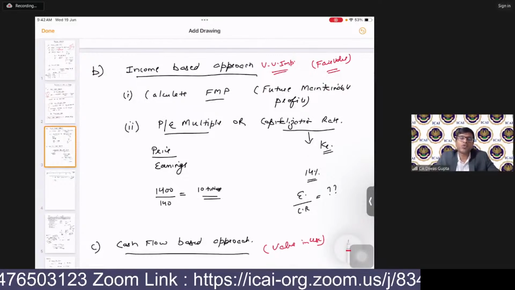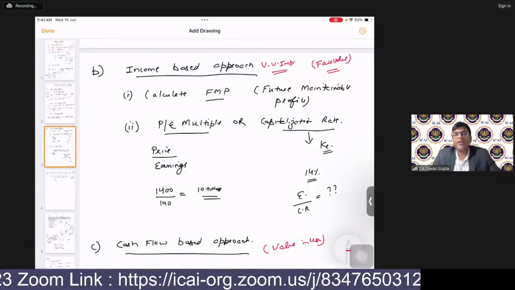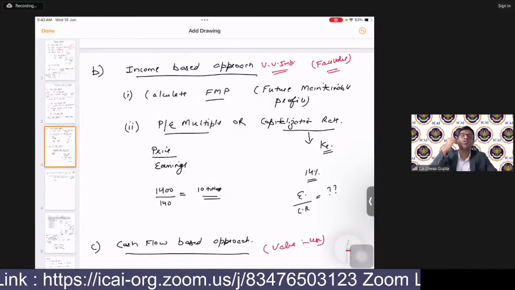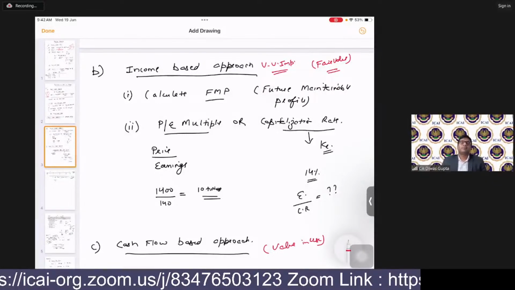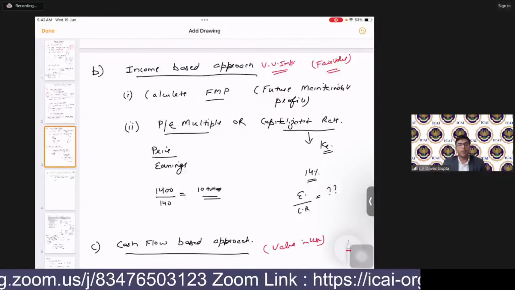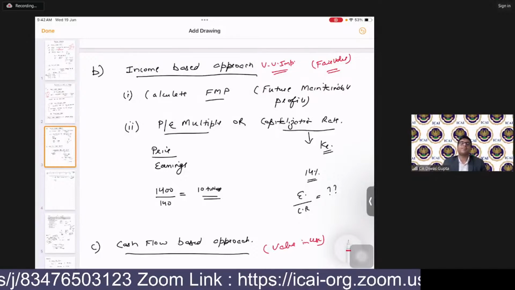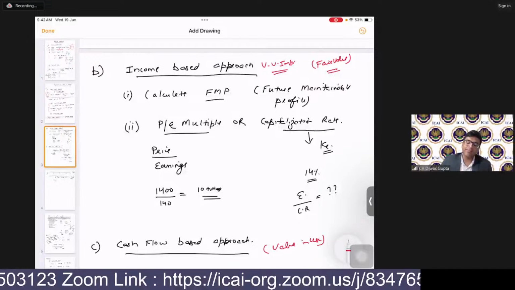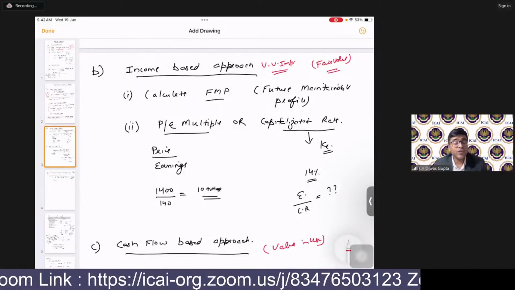So income based approach. Now, what is the real benefit of income based approach? In the assets approach, as I was saying, the assets approach doesn't take into account any income generation capability of the business, how the business has performed in the past, or how the business is likely to perform in future, right? So in income based approach, we first of all calculate the FMP, which is called future maintainable profits. What are these future maintainable profits?